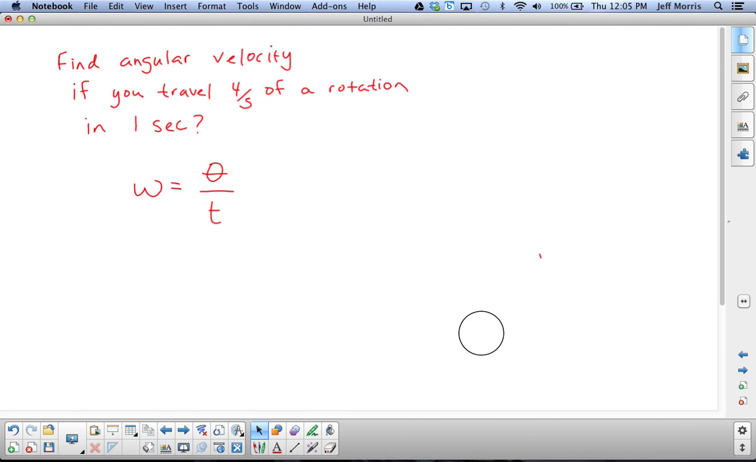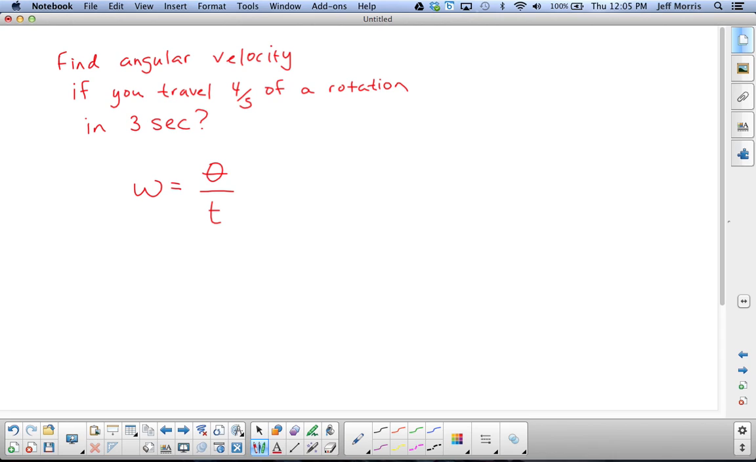Okay, here we go. Angular velocity. And I'm going to change it a little bit. We did 1 second, but let's do 3 seconds. Now, some of you are like, well, you're not really asking a lot. You're just asking us to divide 2 numbers. I know, but the main thing you've got to understand with angular velocity is that the units have to be correct.